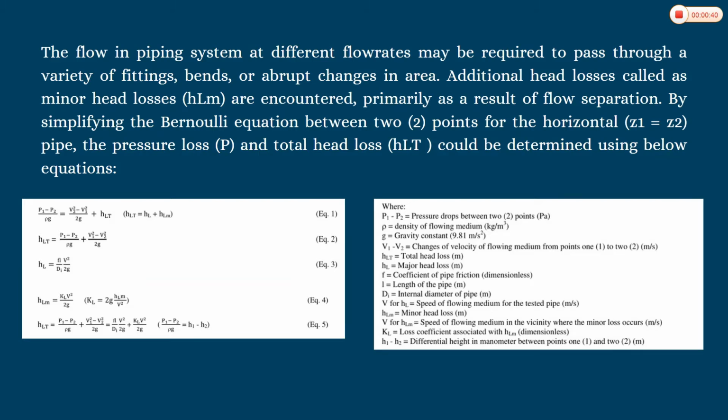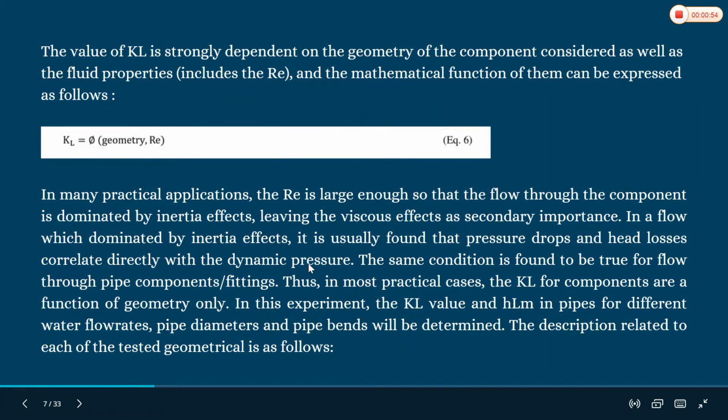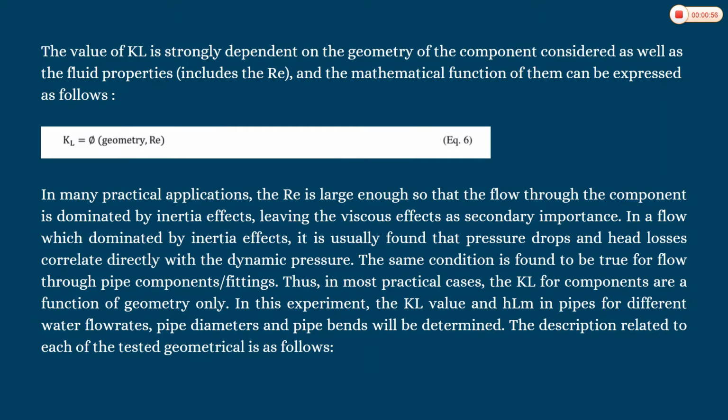By simplifying the Bernoulli equation between 2 points for the horizontal pipe, the pressure loss and total head loss could be determined using the below equations, these 5 equations. Next. The value of loss coefficient associated with minor head loss is strongly dependent on the geometry of the component considered, as well as the fluid properties, including the Reynolds number, and the mathematical function of them can be expressed as follows, equation 6.